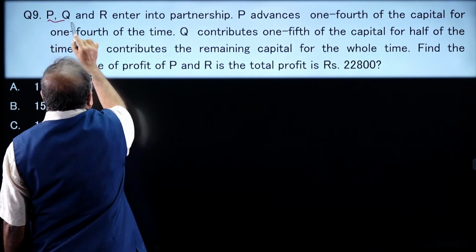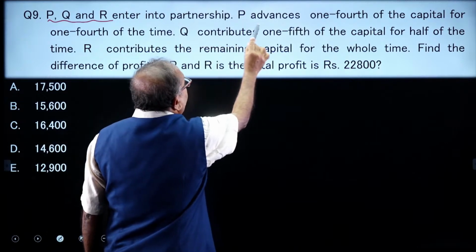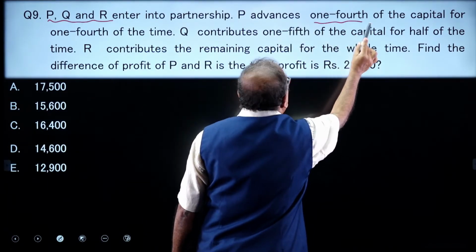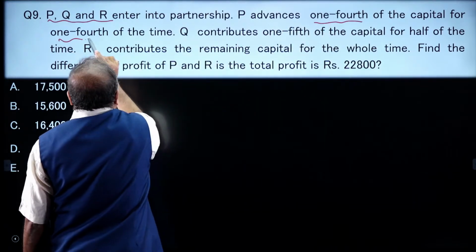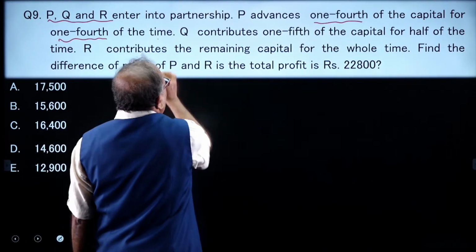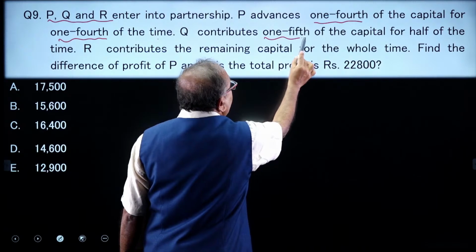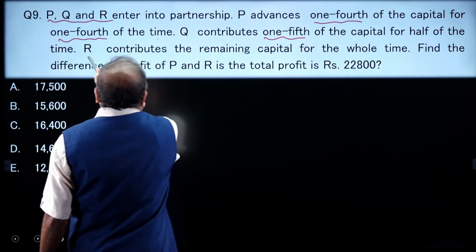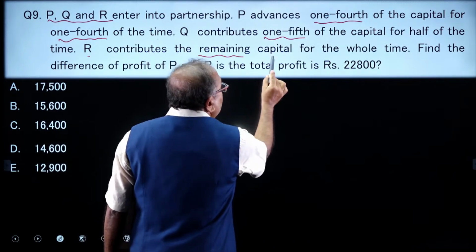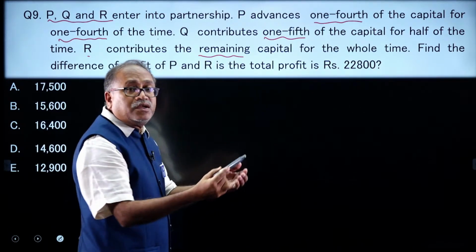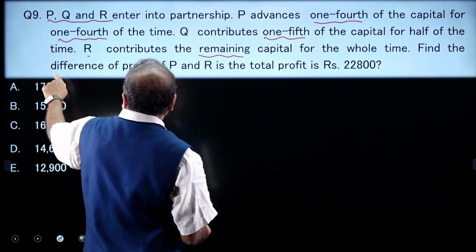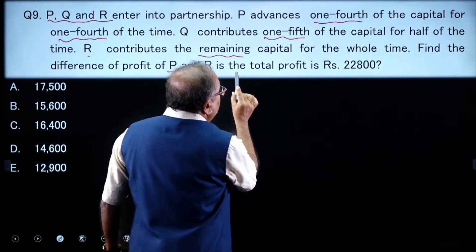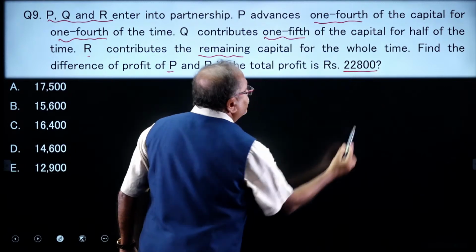There are three people, P, Q and R, who enter into a partnership. P advances 1/4 of the capital for 1/4 of the time. Q contributes 1/5 of the capital for half of the time, whereas R contributes the remaining capital for the entire period. Now, find the difference of profit of P and R if the total profit is given to us.